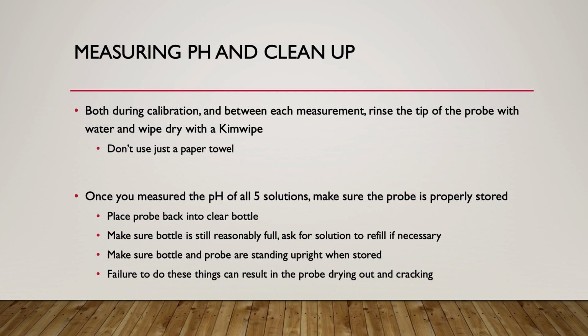Once it's been rinsed and dried, put it in the next buffer solution. So if you did the pH 4 buffer solution first, now put it in the pH 7, tell it that's a pH of 7, hit enter, and then you should be calibrated. And you're going to do the same thing basically between each measurement. Once you're calibrated, you're basically good to go to just measure all of your 5 solutions.